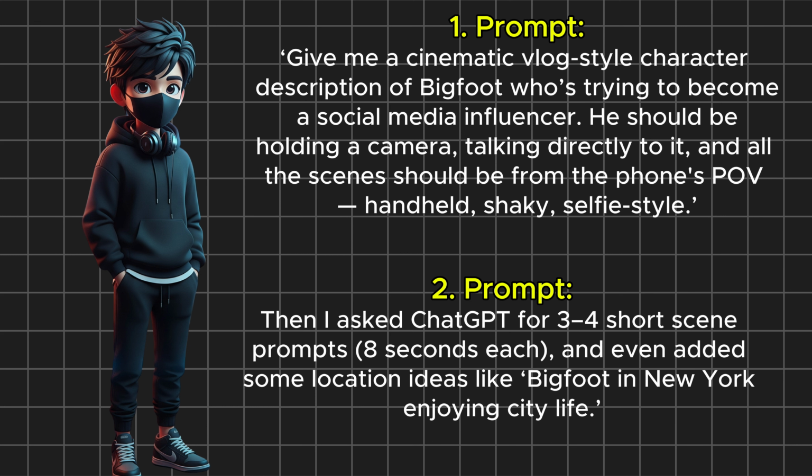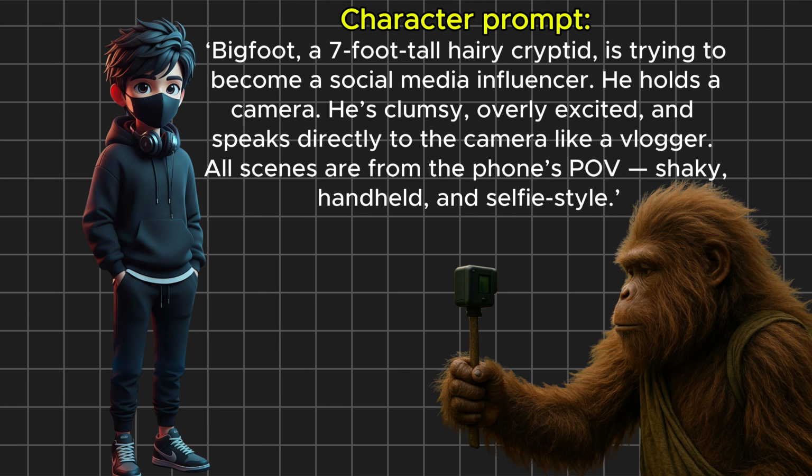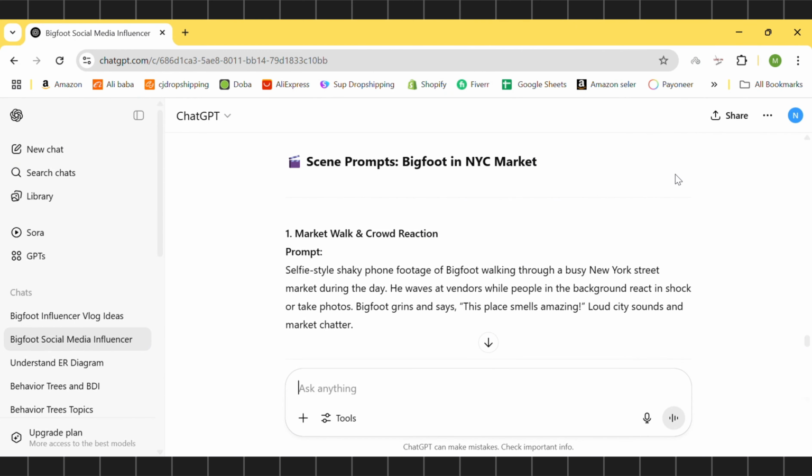Then I asked ChatGPT for 3 to 4 short scene prompts, 8 seconds each, and even added some location ideas like Bigfoot in New York enjoying city life. After that, I shared my updated character prompt. Bigfoot, a 7-foot-tall hairy cryptid, is trying to become a social media influencer. He holds a camera. He's clumsy, overly excited, and speaks directly to the camera like a vlogger. All scenes are from the phone's point of view, shaky, handheld, and selfie style.